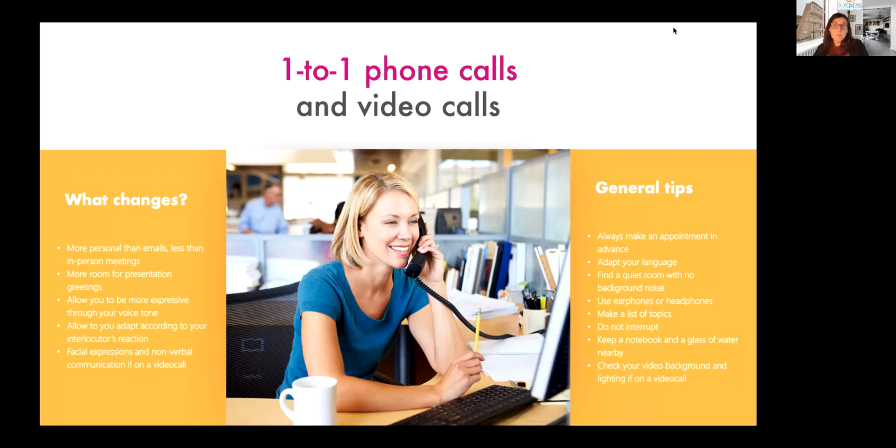General tips about planning phone calls: for sure, never call someone out of the blue. You always need to make an appointment, I would say a few weeks in advance, and then maybe confirm, even by a phone message, a few days before. Adapt your language according to the formality and according to how the other person is talking to you.